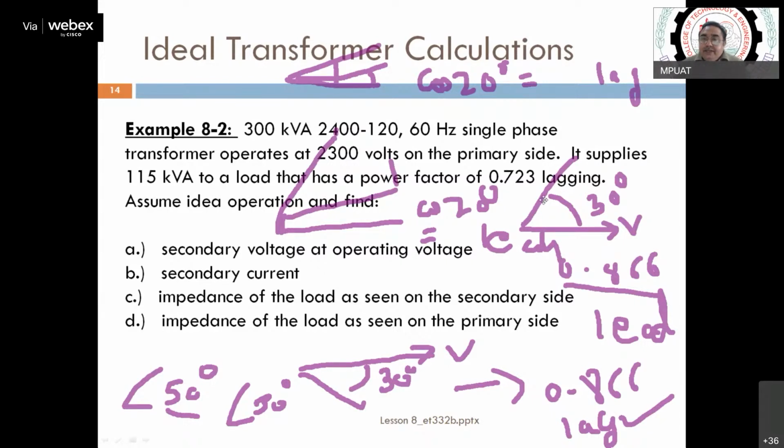Is there any doubt so far? Is there any doubt in the concept of power factor?